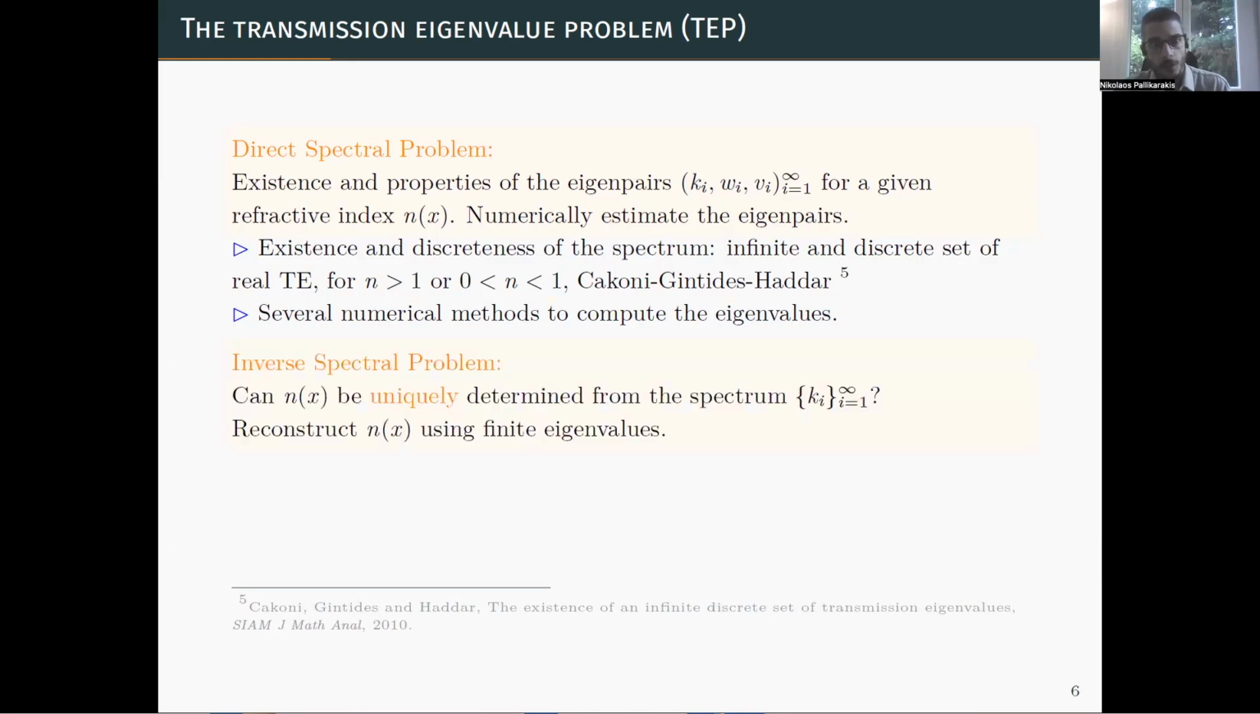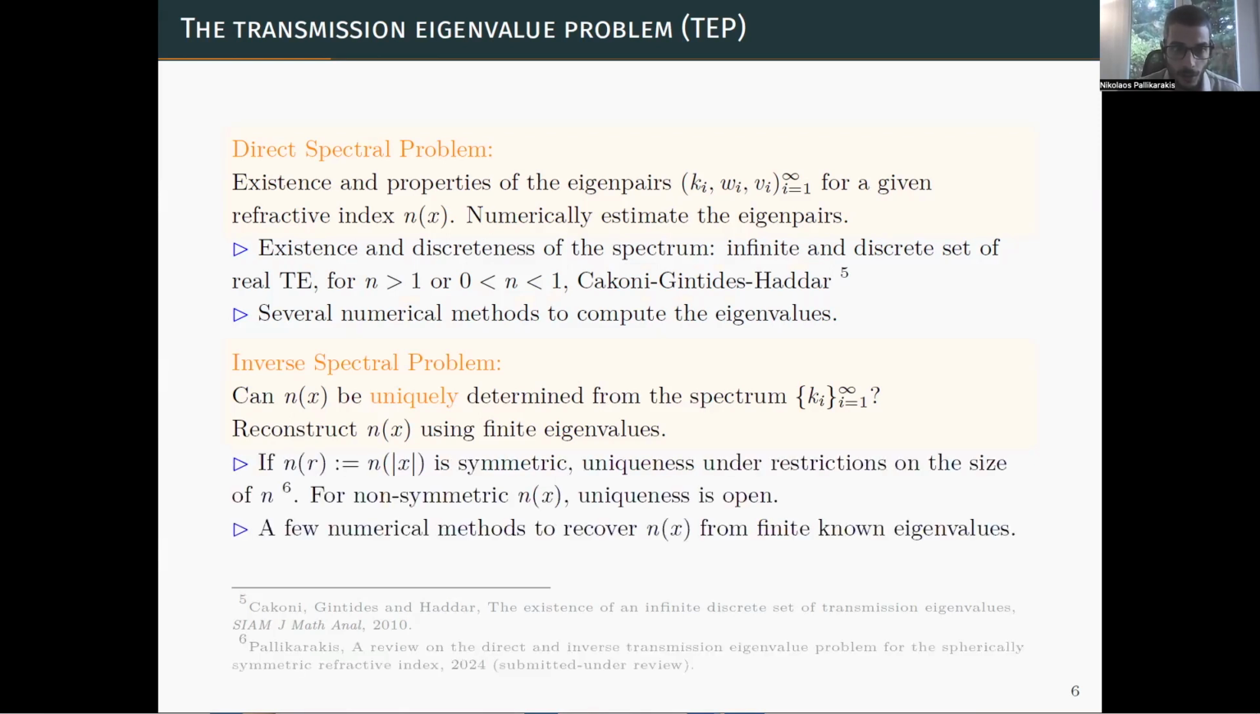On the other hand, on the inverse spectral transmission problem, we firstly study the uniqueness of the inverse problem, on whether the one spectrum can uniquely determine the refractive index, and we also want to reconstruct this refractive index by using finite eigenvalues. For the uniqueness, this is studied mainly only in the case when the refractive index is symmetric. A lot of papers have been written about this subject. I also submitted a review on this recently.